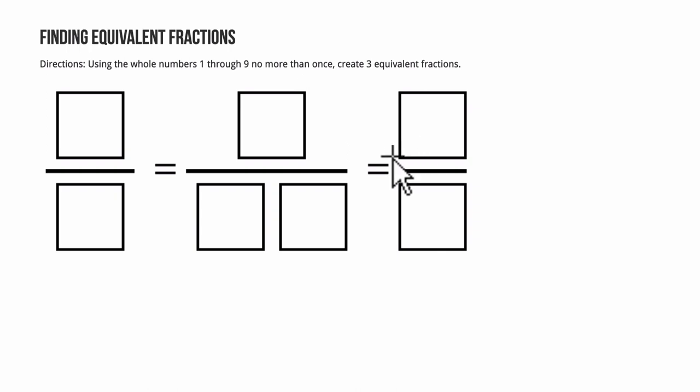Hello, welcome. This is a great problem from Open Middle, and what they want you to do is to fill in each of these different boxes with digits 1 through 9 without using a digit more than once. You can't put a 1 in two spots to create equivalent fractions. So why don't you toy around with this and see what you can do, and then press play when you're ready to talk about it.